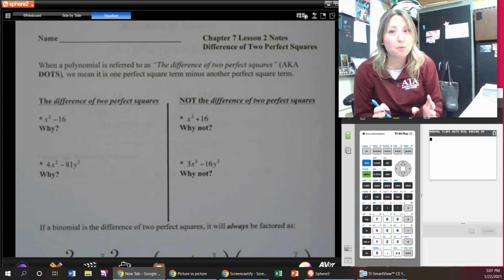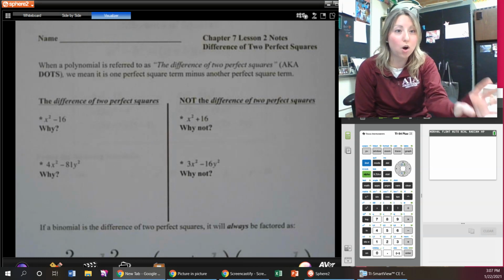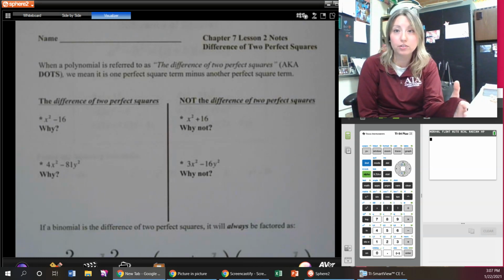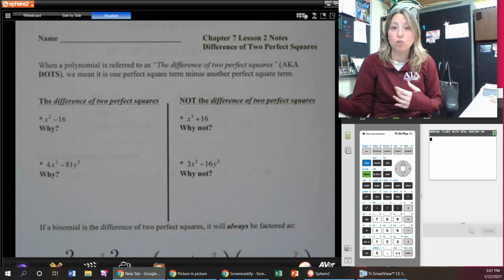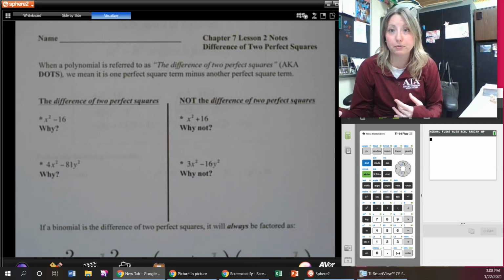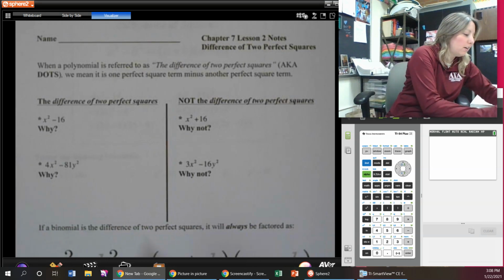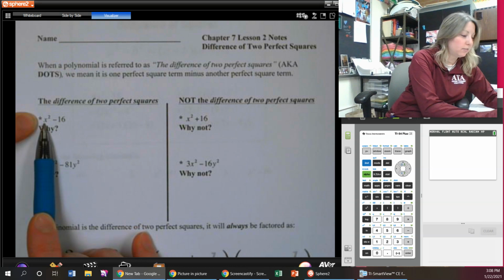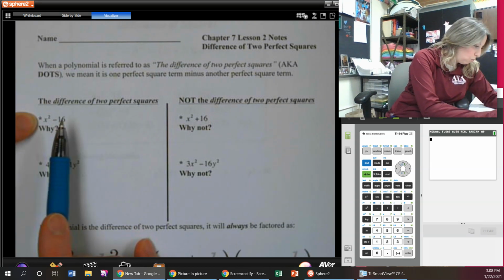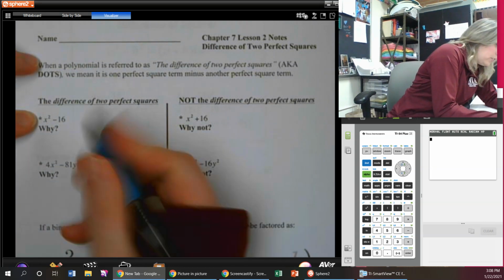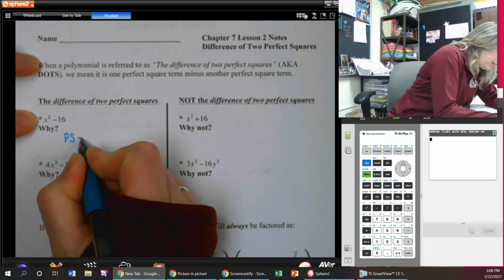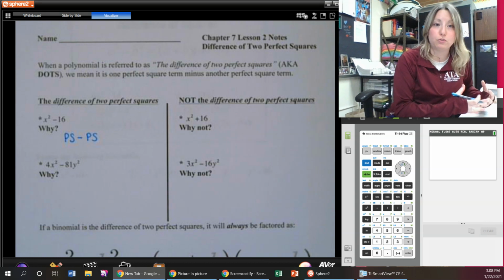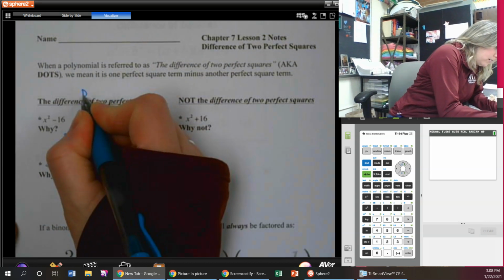But the first thing I want to go over is what it looks like to have DOTS, or difference of two perfect squares, and what it looks like when you don't have difference of two perfect squares. Okay? This is DOTS. x squared is a perfect square. 16 is a perfect square. We are subtracting them. So this is perfect square minus perfect square. That is the reason that this is difference of two perfect squares, or DOTS.